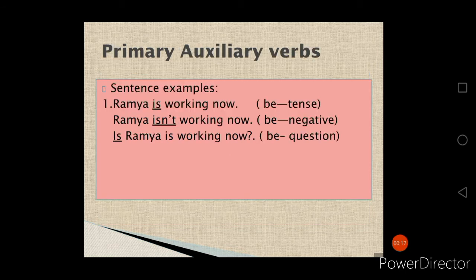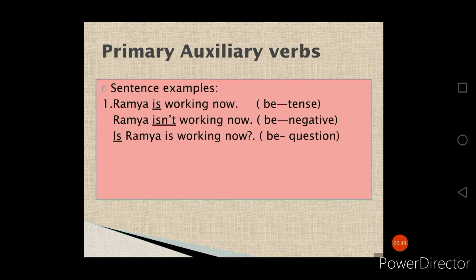Okay, let me explain some sentence examples for primary auxiliary verbs. See the first example: "Ramya is working now." Here in this sentence, what are the two verbs present, students? Yes, "working" is the main verb and "is" is a helping verb. This helping verb only shows the tense of the sentence, right? See the sentence, "Ramya is working now", which means what? It refers to present tense, right?